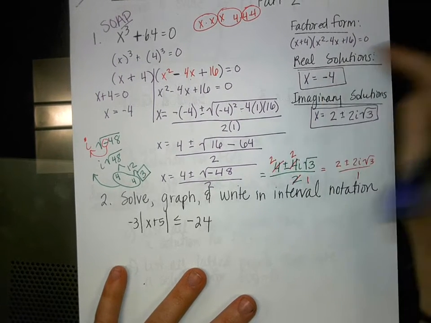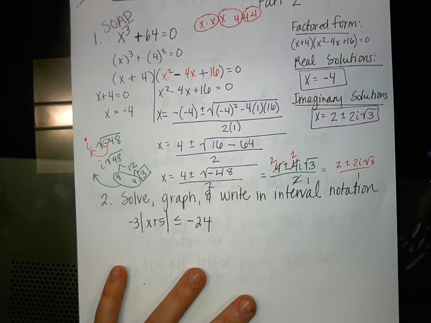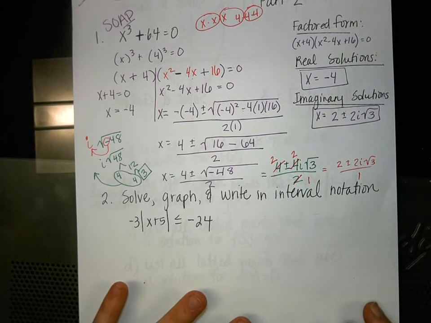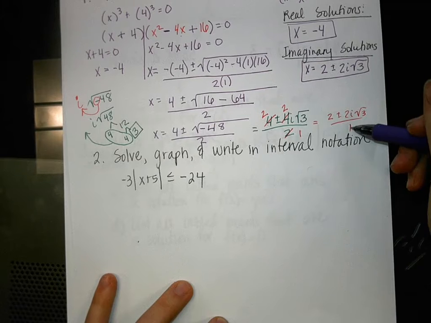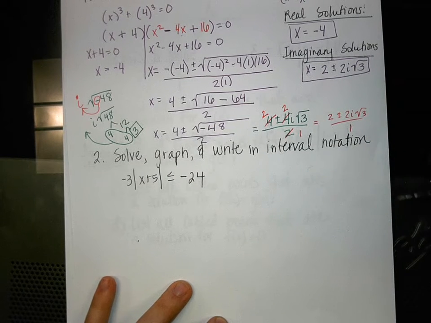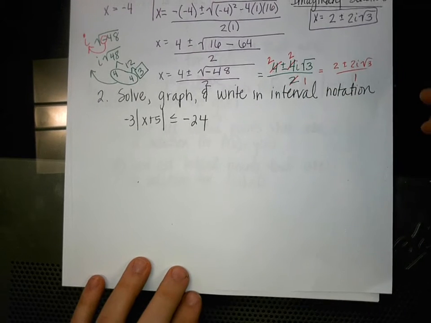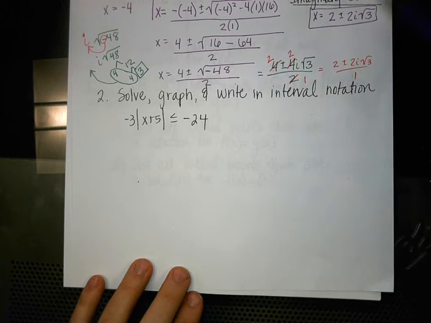I only have one real solution, but I have 2 imaginary solutions. Anything over 1 is just itself, so that's why I got rid of my denominator. For number 2, solve, graph, and write an interval notation.